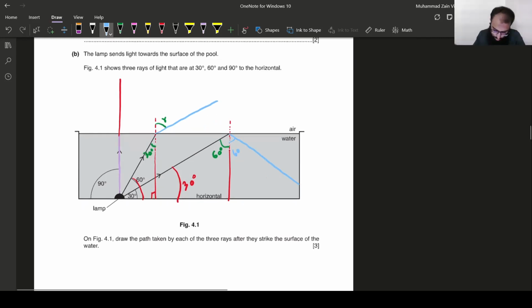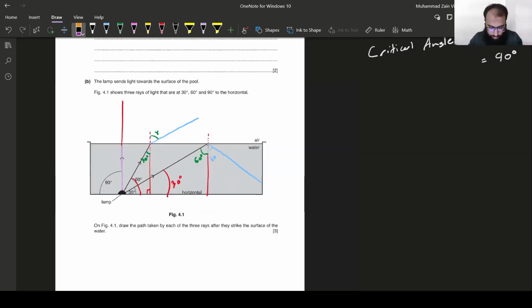So what they've asked me is to draw the path taken by each ray after they strike the surface of the water. I don't need to continue this ray any further. In other questions, they might sometimes ask you to continue this ray, like, tell me what happens to the ray. Does it travel out of the water or does it internally reflect again? But right now, that's not what they're asking me. So that's not what I'll be answering.